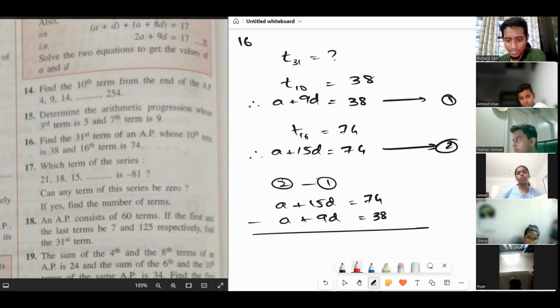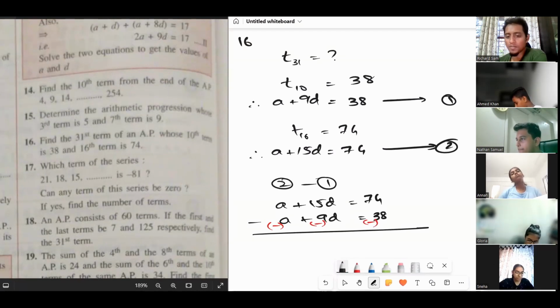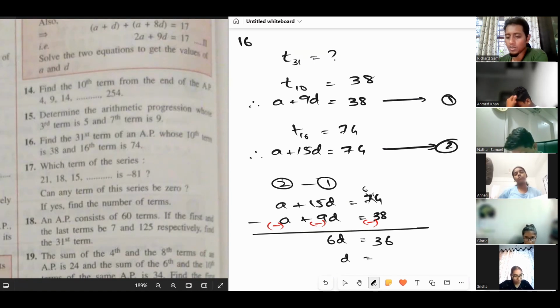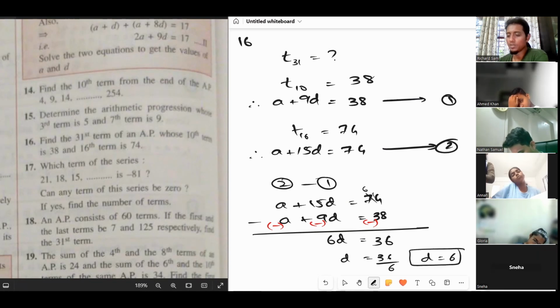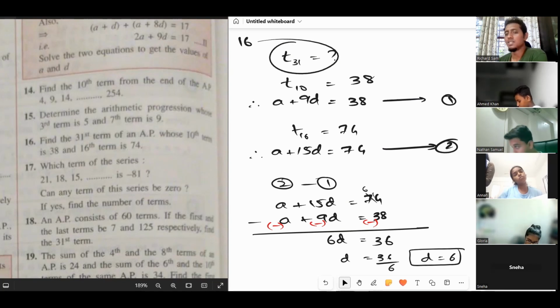Okay, so we're subtracting. Subtracting means we're changing all the signs. This A will become minus, this plus will become minus, and this will also become minus. So A minus A would be 0. 15D minus 9D would be 6D. And 74 minus 38, 14 minus 8 is 6. 6 minus 3 is 3. So D is equal to 36 upon 6, which is equal to 6. Then you substitute D in either 1 or in 2, and you will find A. Okay, once you get A and D, then you can find T31.